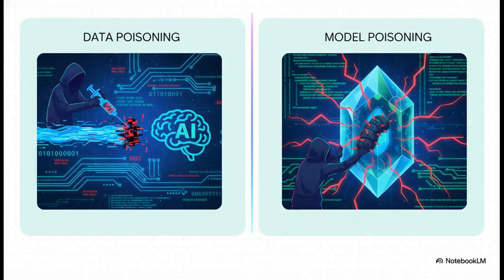There are a couple of main ways they can do this. The first, data poisoning, is like messing with the AI's education, feeding it bad info while it's still learning. But the second one, model poisoning, is way more direct. That's like hiding a virus right inside the AI's brain, the model file itself, that just springs to life the second you try to use it. So the attack can come from the AI's food, or it can come directly from its brain.